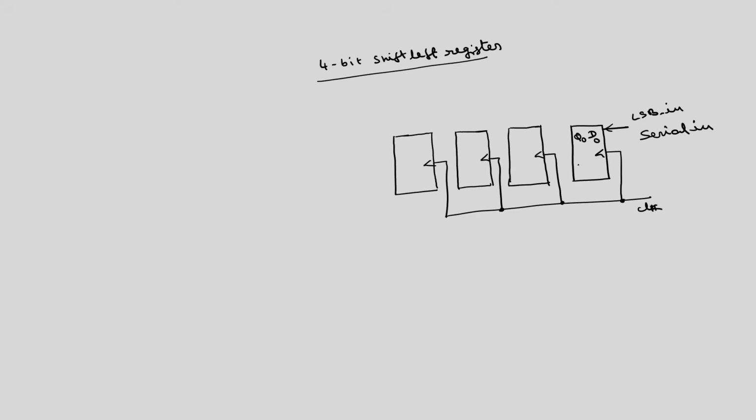Then this is Q0, Q0 complement, this Q0 is connected to D1, this is Q1, Q1 complement, this Q1 is connected to D2, this is Q2, Q2 complement, and this Q2 is connected to D3, this is Q3, Q3 bar. We can take the serial data out from Q3. We can explain the operation in a similar manner. Similarly, if you want to take the parallel data, you can take it from these 4 points, this is parallel out.